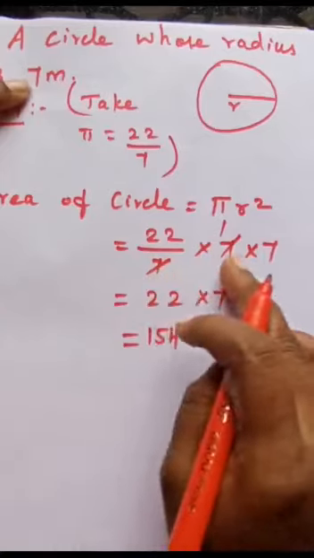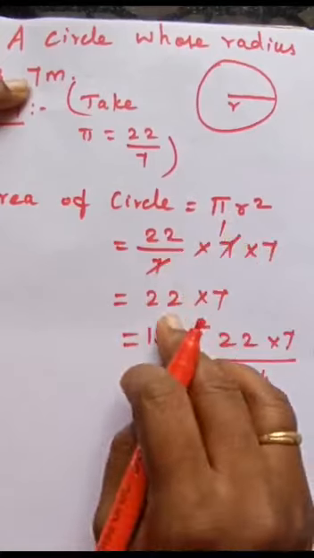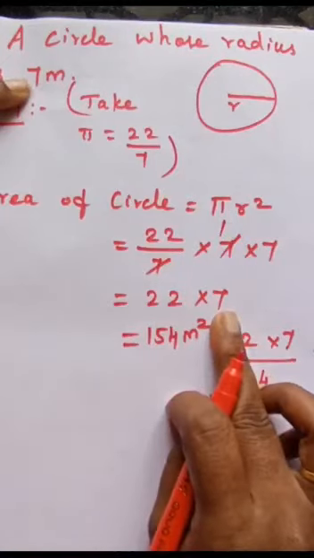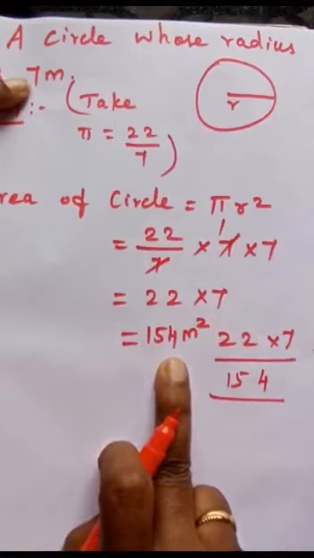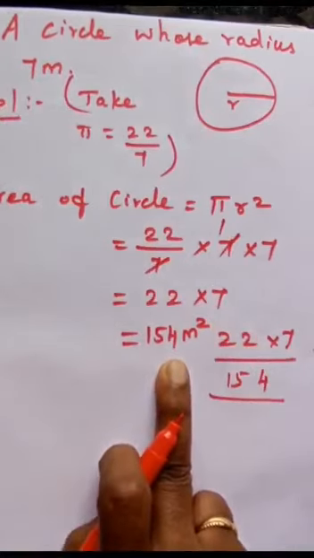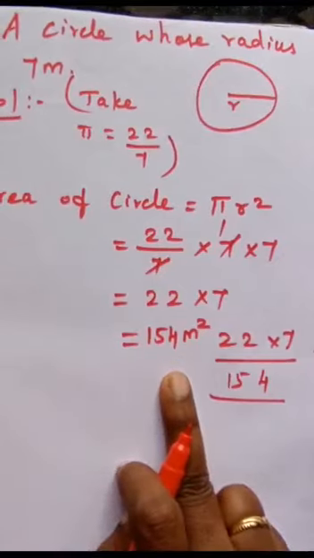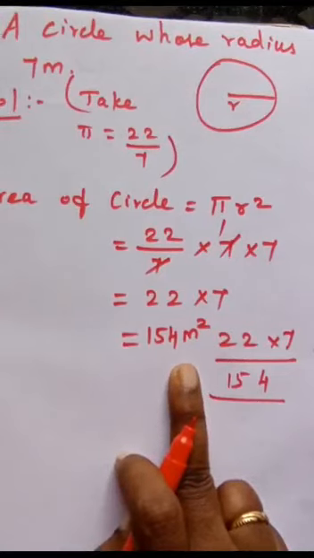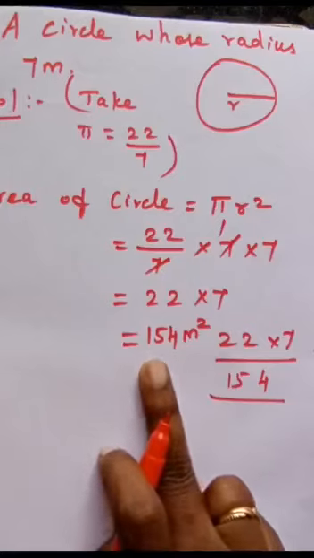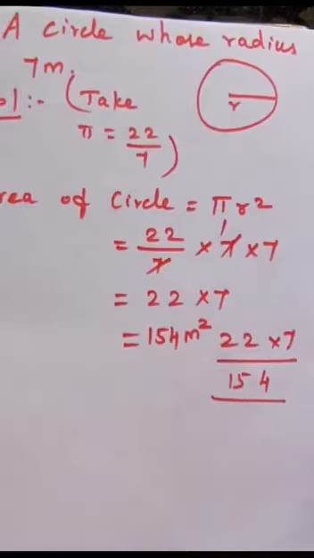We can divide the 7 table once. So 22 into 1 is 22. And we should multiply that with what? 7. When we do this multiplication process, we will get what? 154 meter square. Is it clear? So we found the answer for area of circle. When radius is 7 meter, the area of circle will be 154 meter square. I hope you have cleared this sum.